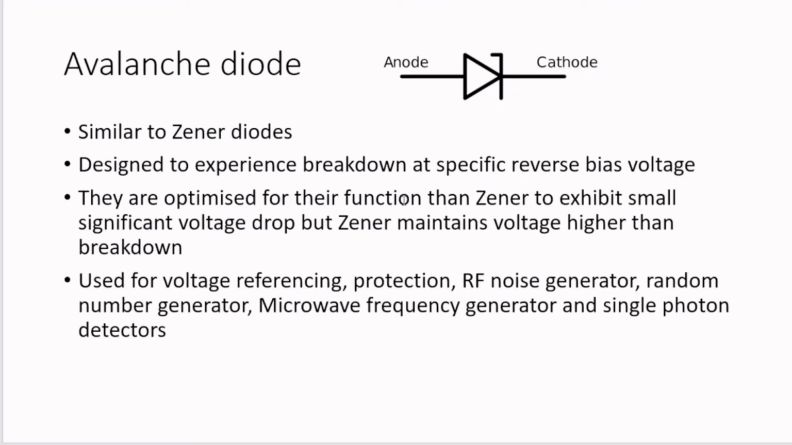And next up is the Avalanche diode. They are very similar to Zener diodes, and they are designed to experience breakdown at a specific reverse bias voltage. Unlike a Zener diode, they're optimized to exhibit a significant voltage drop, but it's very small compared to Zener diodes. And they are used for voltage referencing, protection, RF noise generator, or radio frequency noise generator, random number generator, microwave frequency generator, and single photon detectors.